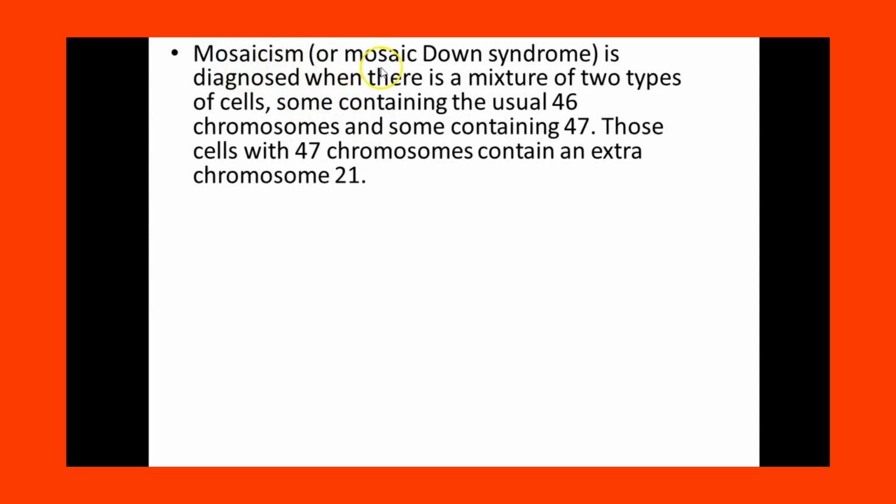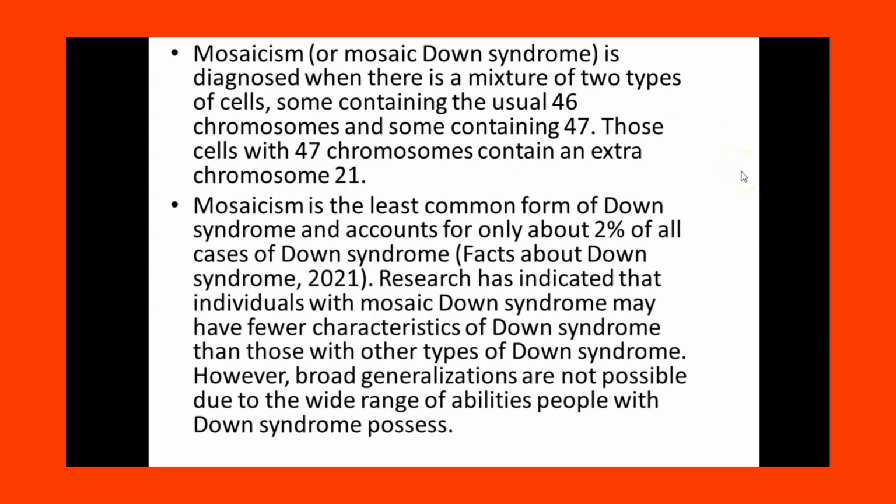In this mosaic type, the Down syndrome is different in that you have 46 chromosomes in some and some containing 47. So it's like a mixture. So the Down syndrome effect is not so pronounced with the mosaic Down syndrome. The mosaic Down syndrome is the least common form of Down syndrome and accounts for only about 2% of all cases. Research has indicated that individuals with mosaic Down syndrome may have fewer characteristics of Down syndrome than those with other types of Down syndrome.